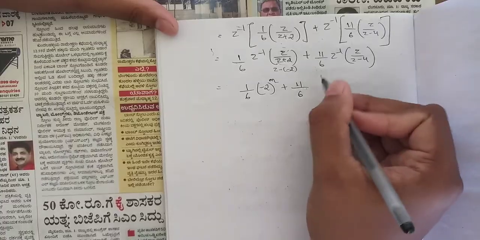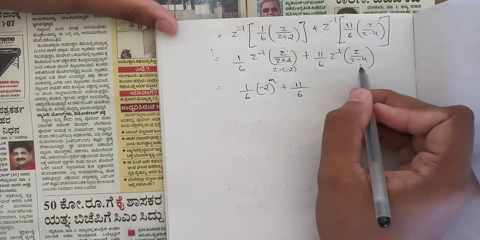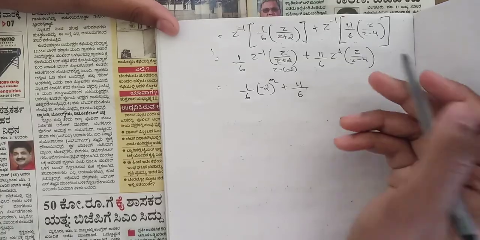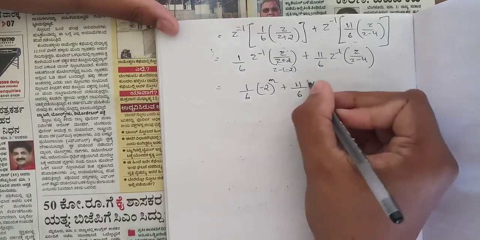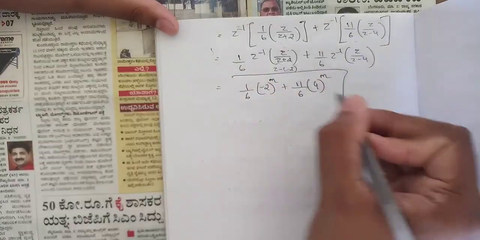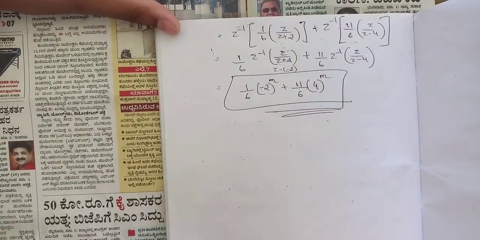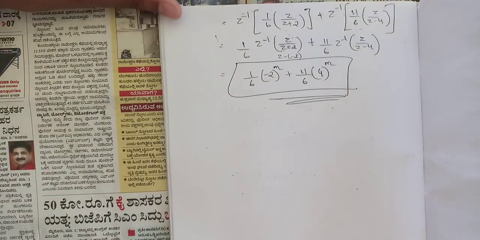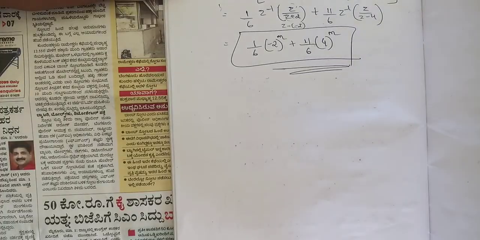Similarly here, the z inverse of z by z minus 4 is straightforward, z by z minus a. In place of a there is 4, so this is equal to 4 power n. So this is your required inverse Z transform of the partial fraction which is given in the question. Okay. Similarly, we are going to solve 3 to 4 problems related to this partial fraction in order to make you clear about the concept. Okay. We'll get to the next.